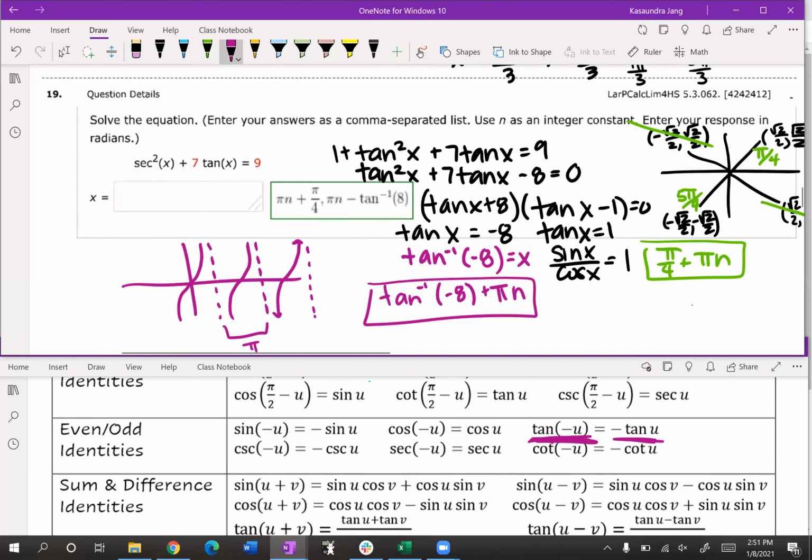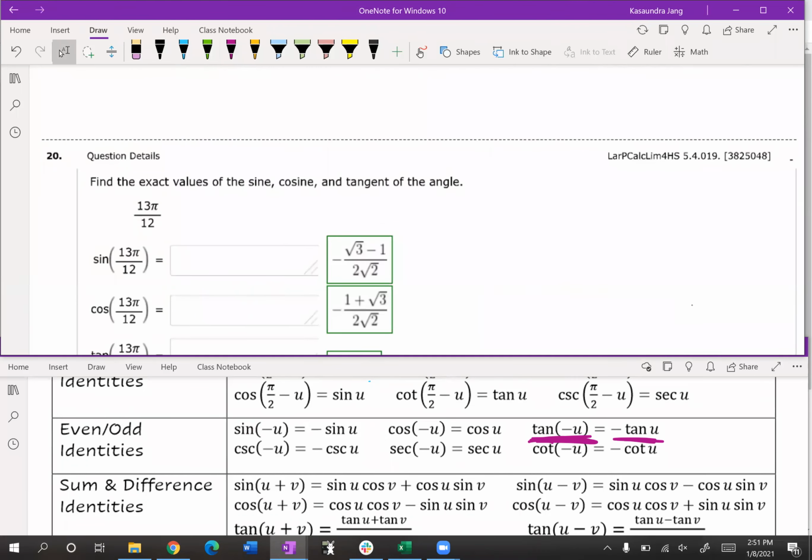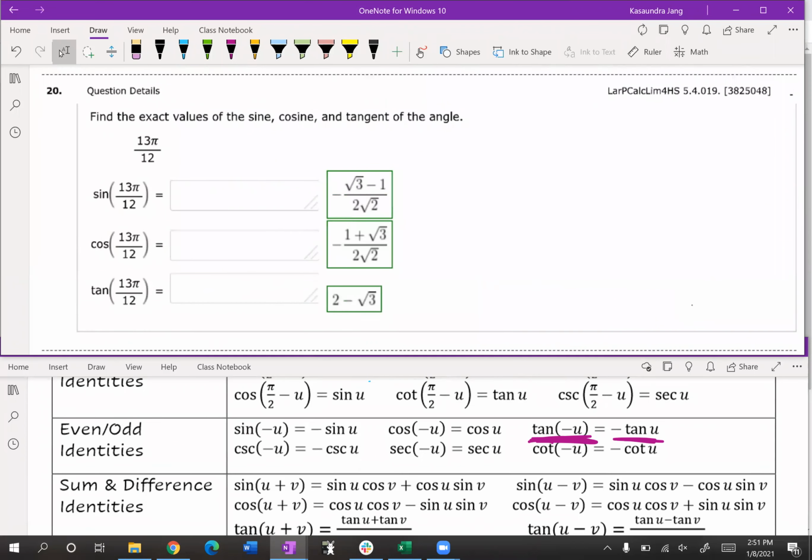And then on to number 20. Find the exact values of sine, cosine, and tangent of this angle. Now this angle, 13 pi over 12, is not an angle that we memorized on the unit circle. So I think I'm going to have to break this down into two other angles, either being added or subtracted.